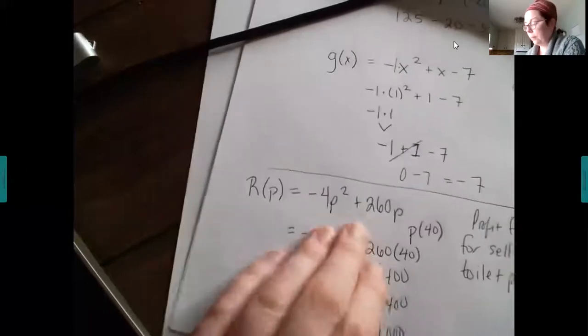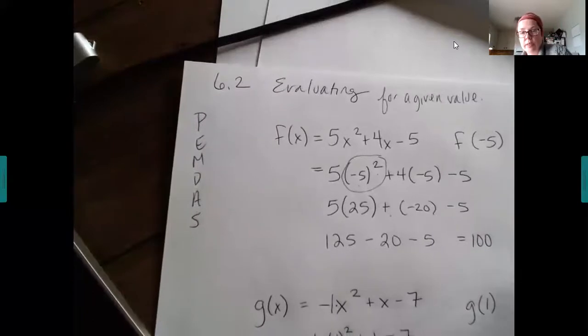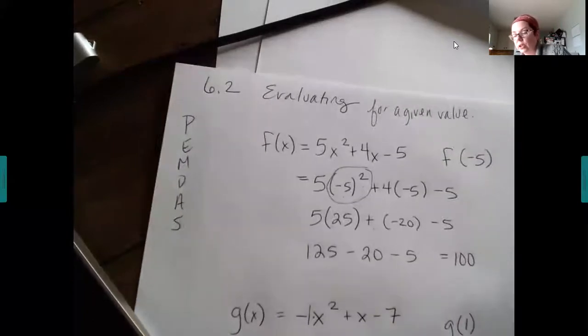Okay. So evaluating for a variable is something we've done before, and it's just a matter of making sure you follow order of operations. Other than that, that's all it is.